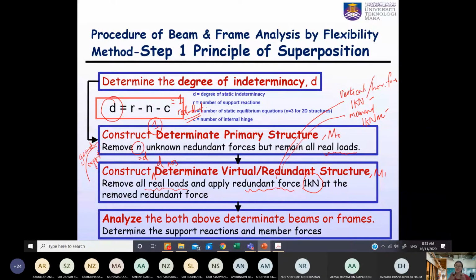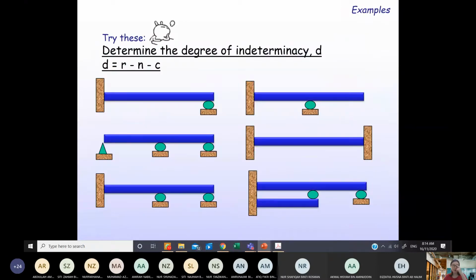Okay, you need to know that in this process you are actually changing the indeterminate structure to feel imaginary, not real. But it is a determinate structure that you can solve by using the equilibrium equations. So let's try on this. We need to determine the degree of indeterminacy of these cases.